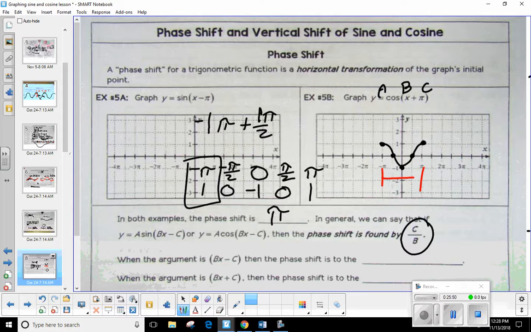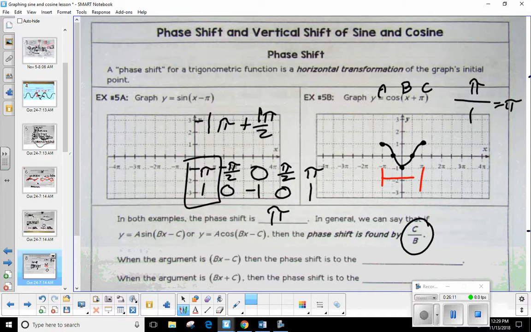Okay, but all we shifted was just pi units, right? How far are we going to shift? That's what this formula gives you. Well, C is pi over, what's the value of B? 1. Yeah, 1. So what's pi divided by 1? Pi. See, all I did was shift pi units left.